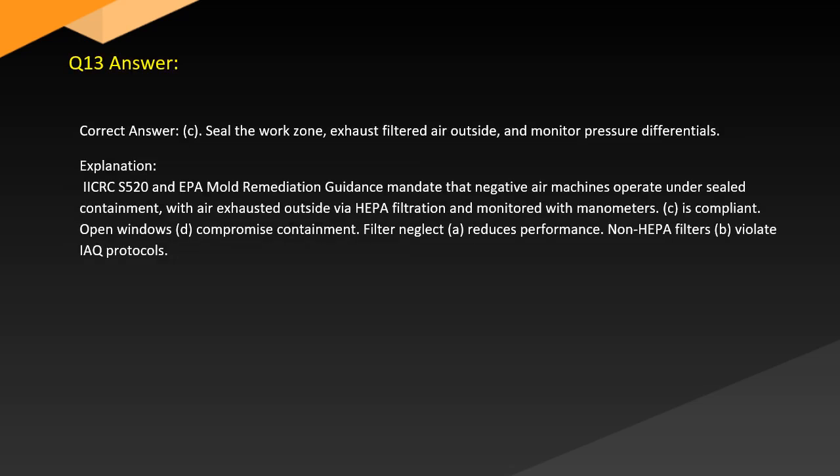Answer. Correct answer: C. Seal the work zone, exhaust filtered air outside, and monitor pressure differentials. Explanation. IICRC S520 and HEPA mold remediation guidance mandate that negative air machines operate under sealed containment with air exhausted outside via HEPA filtration and monitored with manometers. C is compliant. Open windows, D, compromise containment. Filter neglect, A, reduces performance. Non-HEPA filters, B, violate IICRC protocols.